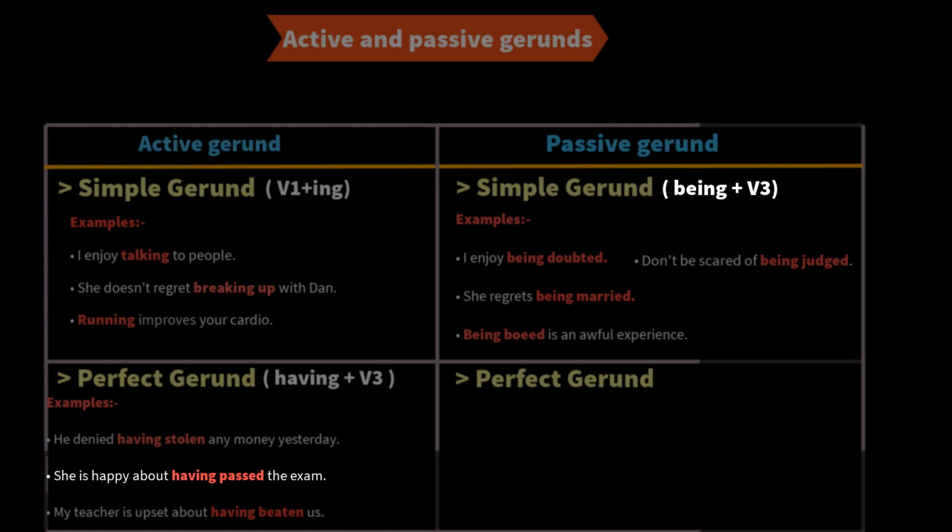She is happy about having passed the exam. She is happy about what? Having passed the exam. So having passed is a gerund. All right. She has already passed and she is happy about that. So she is happy about an action that has already taken place. She is happy about having passed the exam. I can also say she is happy about passing the exam. That would give the same meaning. But just to be clear, just to be on a safer side, I'm going to use a perfect form of a gerund.